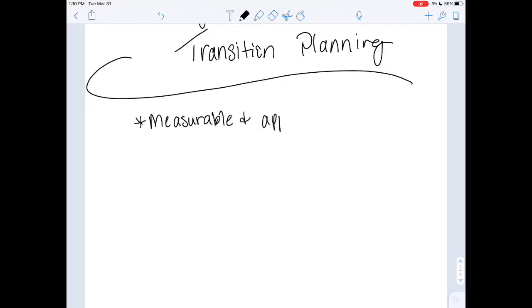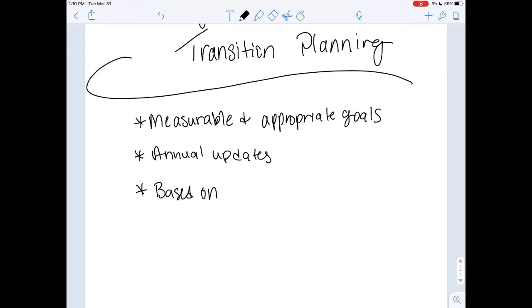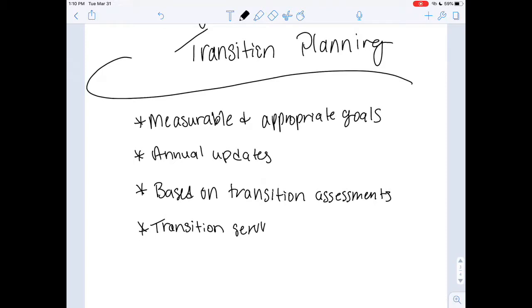So the first is measurable and appropriate goals. So we want to make sure that the goals can be measured over time and they're appropriate for the student. It has to be updated annually based on transition assessments. So we want to make sure that they do assessments over education, employment, and, if necessary, independent living to see where students are at.